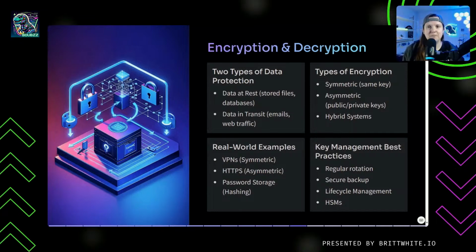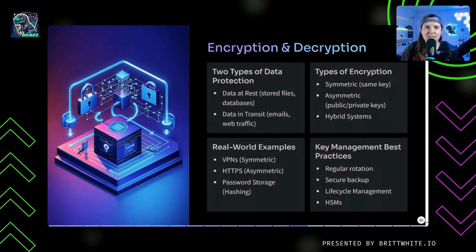unlocking that safe. We also have hashing, which is different. It creates a unique fingerprint of data that cannot be reversed. This is perfect for verifying file integrity or storing passwords. There are two main types of encryption: symmetric and asymmetric. Symmetric encryption uses the same key for both locking and unlocking. It's fast, efficient, and perfect for encrypting large amounts of data. Asymmetric encryption uses two different keys: a public key to encrypt and a private key to decrypt. It's slower, but excellent for secure communications.